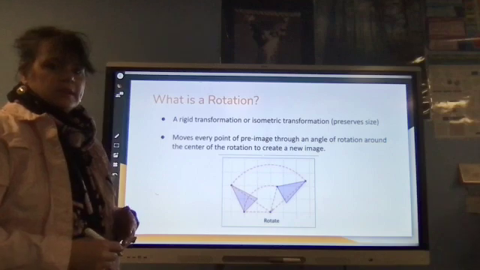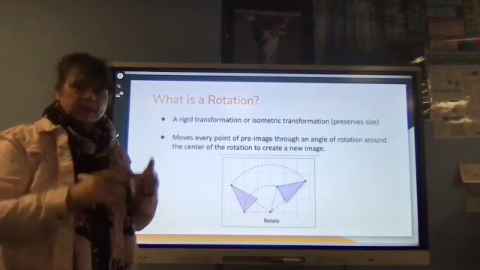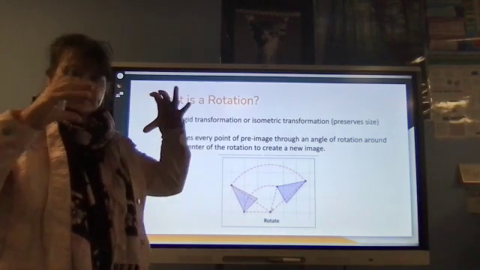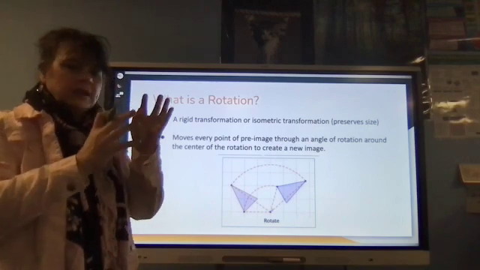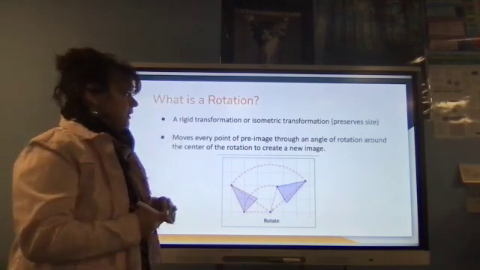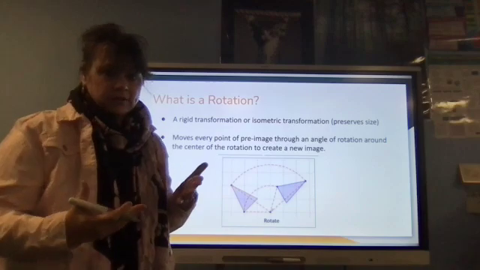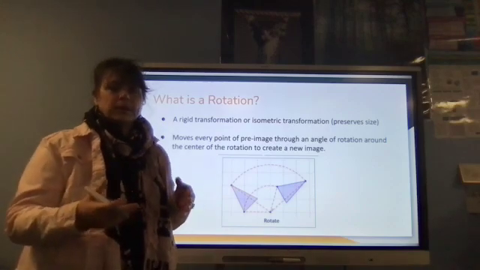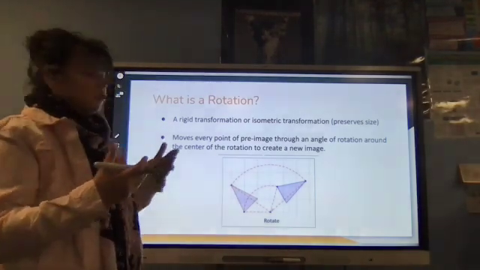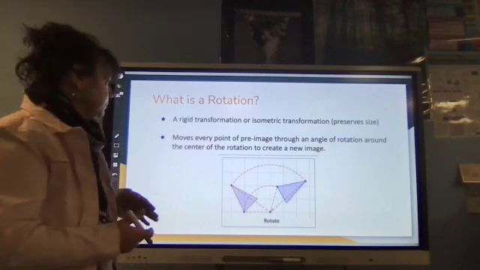So a rotation is a rigid transformation. That means it stays the same. It's not going to be flexible. It's not going to change shape. It's a rigid transformation or isometric transformation. And that just means that it's going to keep its shape. It's not going to change the size of the shape.